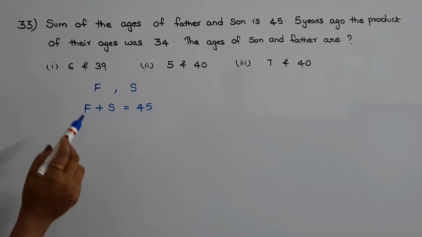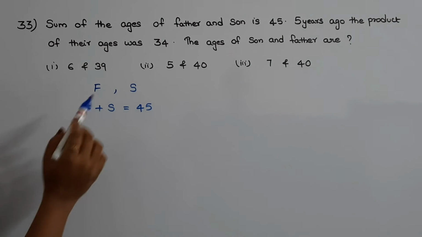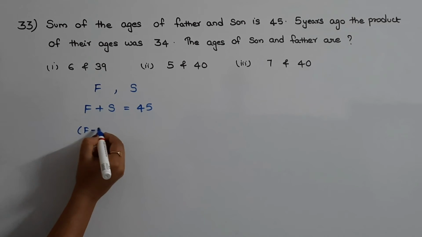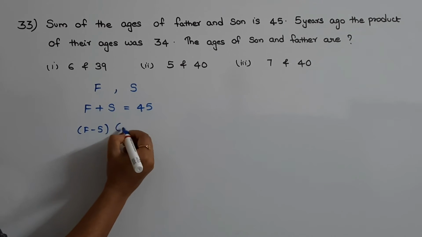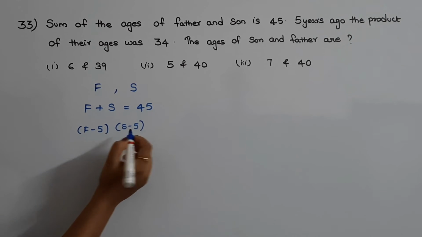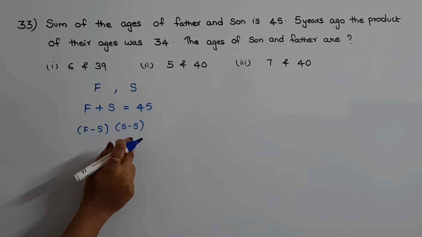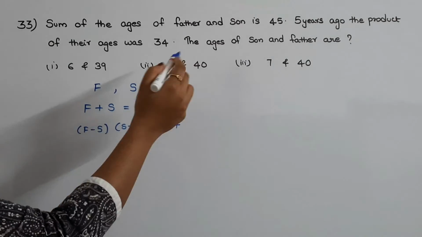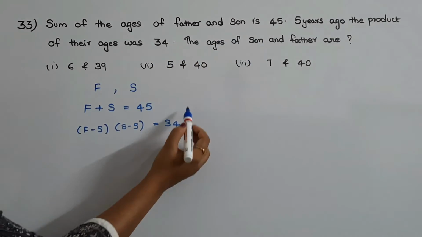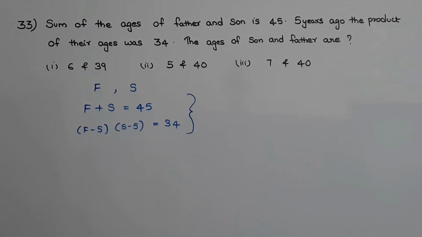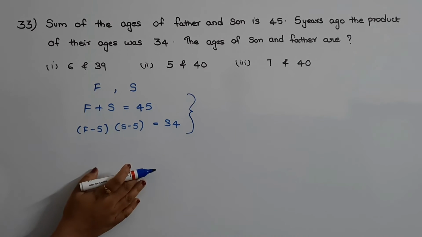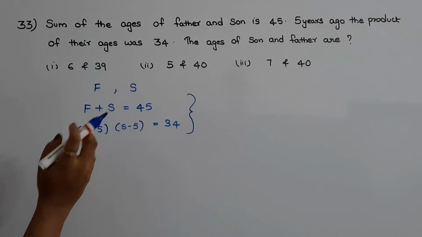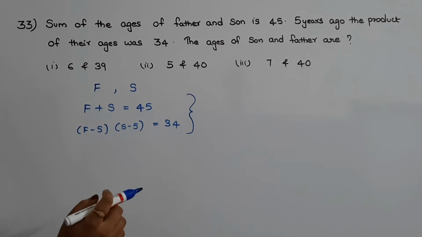Okay. So if at present their ages are F and S, then 5 years ago father's age would be F minus 5 and son's age would be S minus 5. Okay. And the product of their ages 5 years ago is given as 34. Okay. Now we will get the ages of son and father by solving these both equations. But the best method to find the answer is by option verification method. It would reduce the valuable time in your examination.